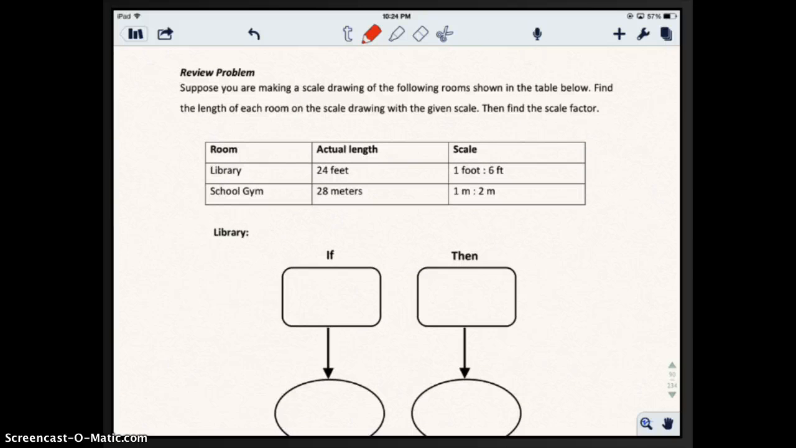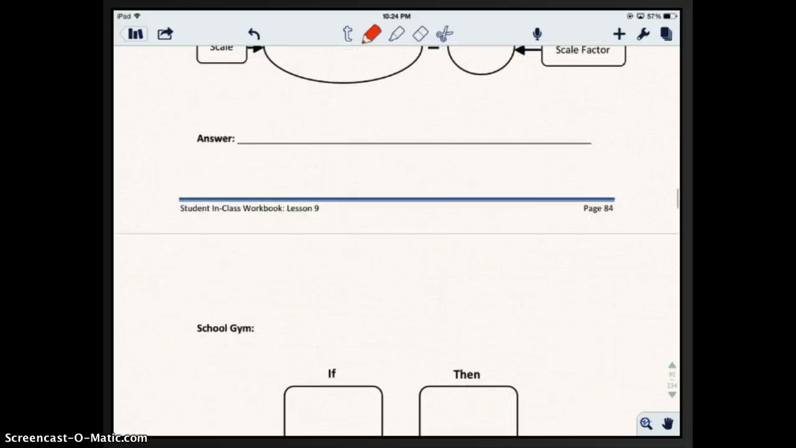Do a quick review problem. Suppose you're making a scale drawing of the following rooms in the table below. Find the length of each room in the scale drawing with the given scale, then find the scale factor. Alright, this is all review, and we just talked about it minutes ago, so I'm not going to do this review problem.